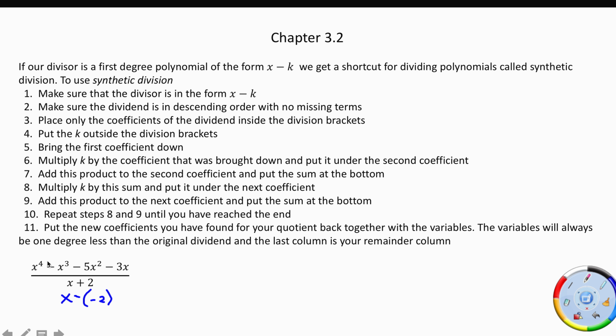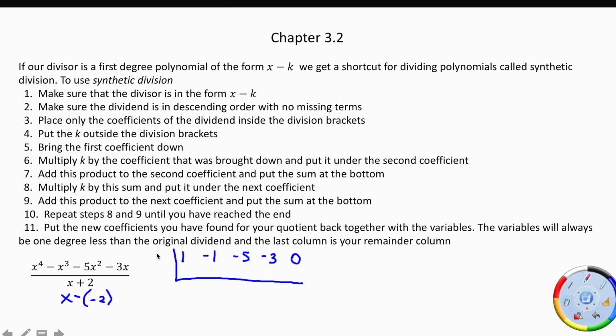Next thing I want to do is make sure my exponents go in descending order and there aren't any missing terms. 4, 3, 2, 1, 0, I've got a missing term. So I'm going to come over here and write only the coefficients, not the variables, and I have to fill in that placeholder telling my problem there's a missing term, that constant term. Double checking my exponents, making sure I don't have any missing, and they go from 4 all the way to 0. 4, 3, 2, 1, 0. Okay.